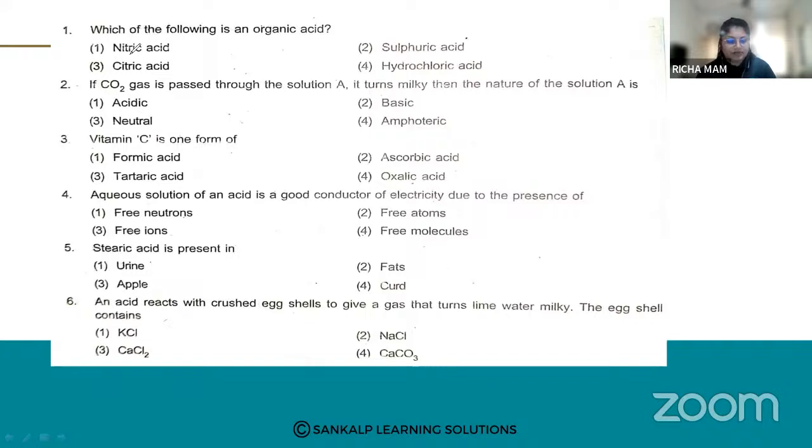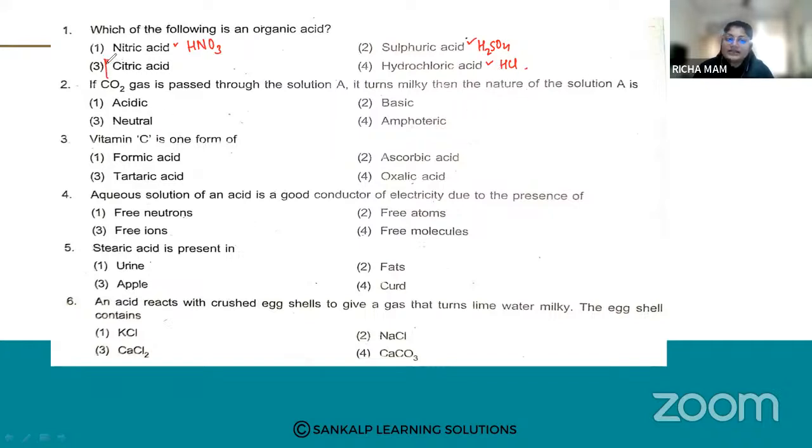So which of the following is the organic acid? When you see nitric acid, what is the formula of nitric acid, students? Nitric acid is HNO3. Sulfuric acid is H2SO4. Hydrochloric acid is HCl. These are the man-made acids. These are not naturally available.